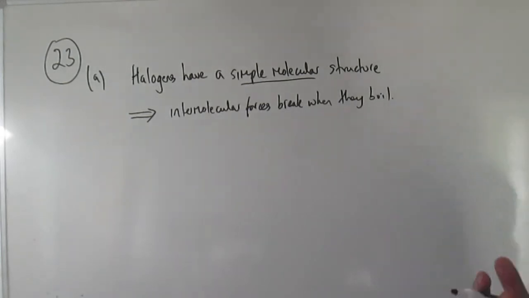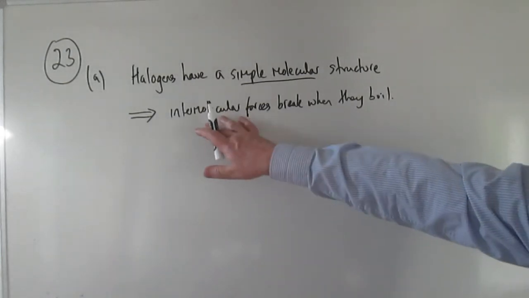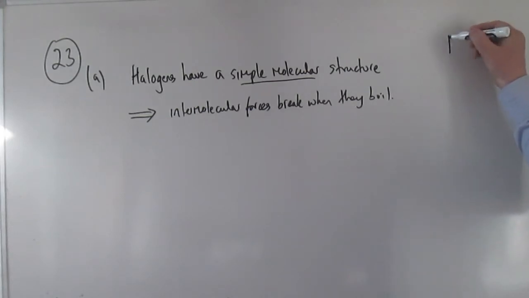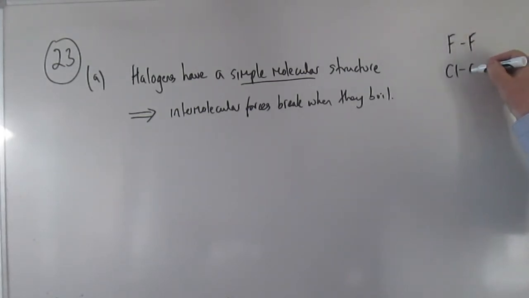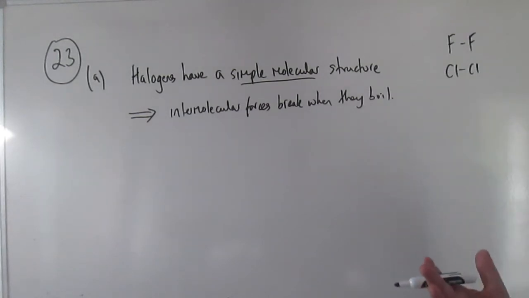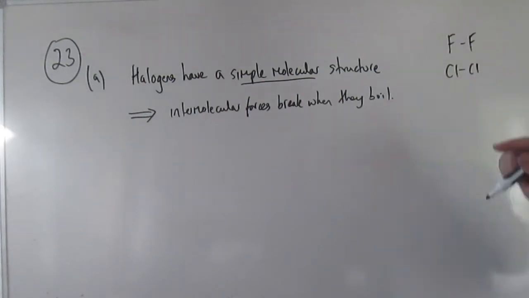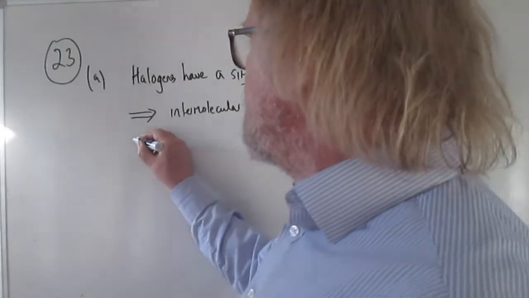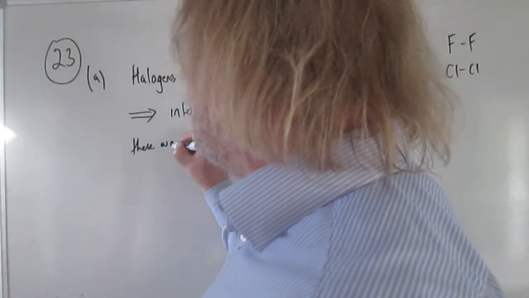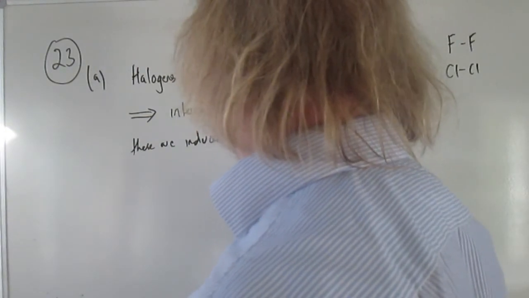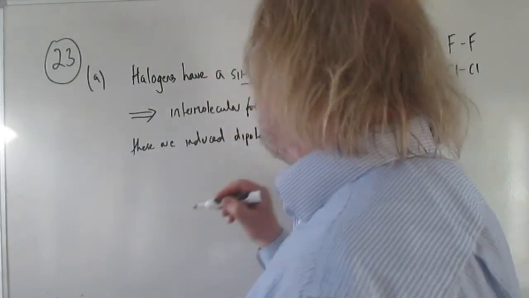And then you need to specify what kind of intermolecular forces. That's almost always going to be too vague unless there's really no way you can know, but here you can, because obviously if we're talking about things like F2 and Cl2, they can't have hydrogen bonds because they don't have any hydrogen. They can't have permanent dipole-dipole forces because the molecules are symmetrical, so there is no permanent dipole. So you need to specify that these are induced dipole-dipole forces. Those are the only ones that you can have with these kind of non-polar molecules.